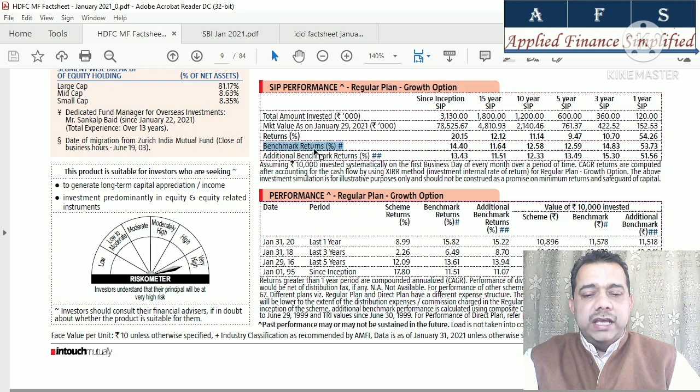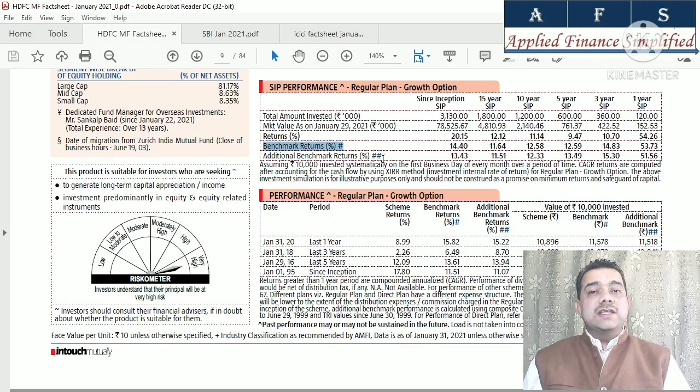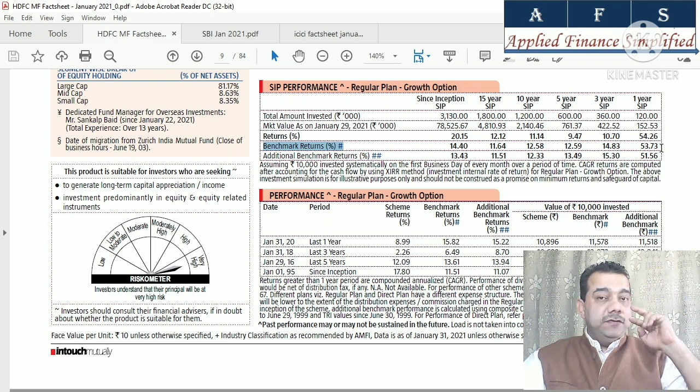So this fund house has chosen two benchmarks about which we will talk later. But whenever we are comparing a performance of a fund, we should always compare it with the benchmark. So if we have to look at the 1 year SIP return, this fund has generated a return of 54.26%, whereas the benchmark has generated a return of 53.73%, which means this fund has given you a higher return.